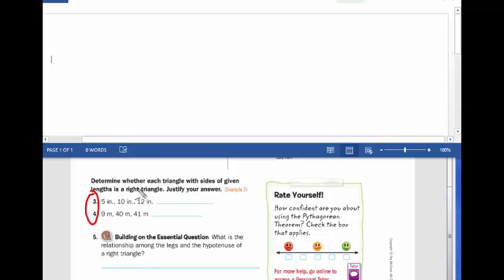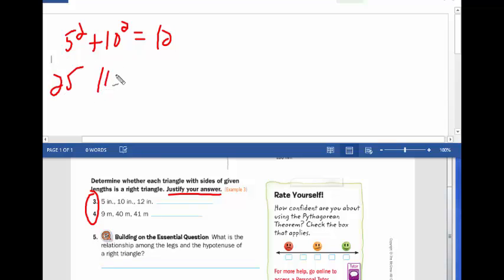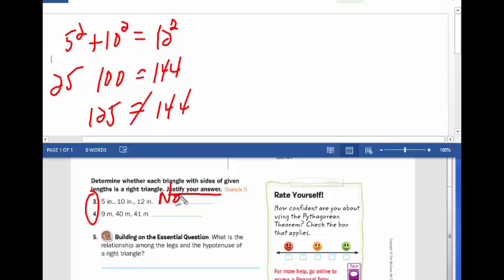3 and 4 say determine whether or not we have a right triangle, and of course justify your answer. So we take our two smaller legs, so we have 5 squared plus 10 squared, and we're asking ourselves, does that equal 12 squared? Well, 5 squared is 25, 10 squared is 100, so that's 125. And we're asking ourselves, does that equal 12 squared? Well, that's 144. So the answer is a clear, easy no, it does not. And our justification is that 125 does not equal 144.